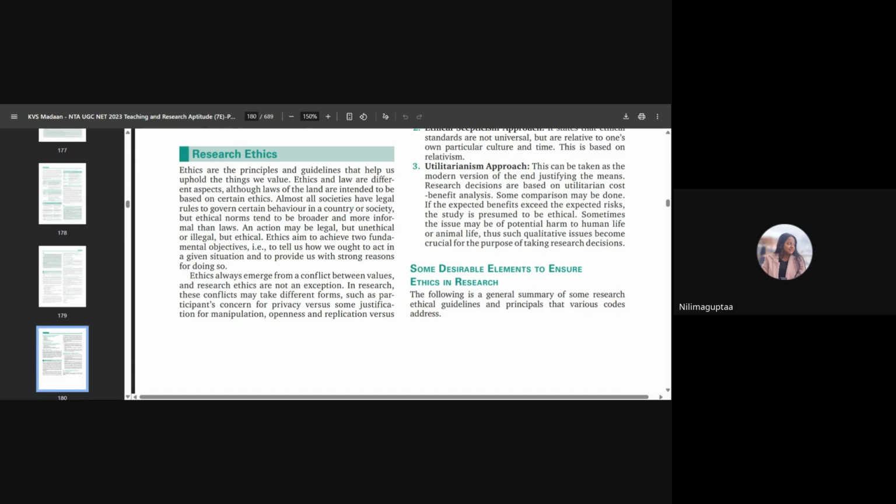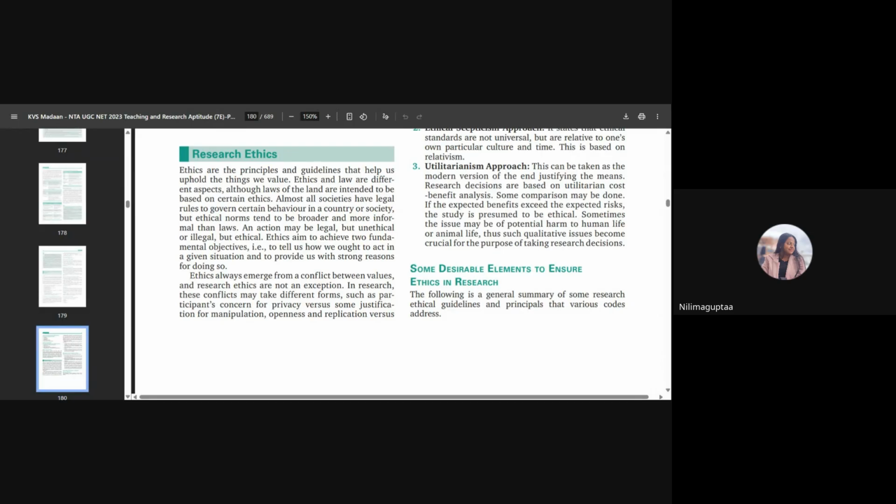So research ethics. Ethics is something that we believe morally should be right. Something can be legally wrong but ethically right, and something can be legally right but morally wrong. So legality and ethics sometimes go a little differently, not always. Ethics goes beyond being legal and illegal, to being morally right. So ethics are the principles and guidelines that help us uphold the things we value. Ethics and law have different aspects.